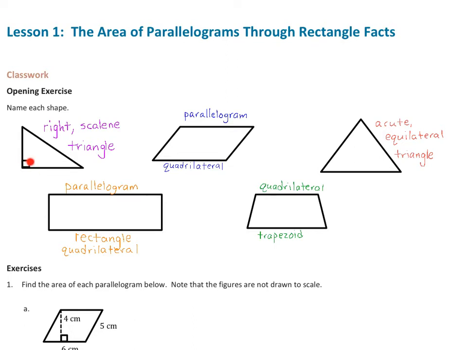And so if it makes a perfect right angle, an L, this is 90 degrees, right? Then we call it a right triangle, no matter what, right? No matter how long the sides are, no matter what angle the other ones are, if there is a right angle, we call it a right triangle.